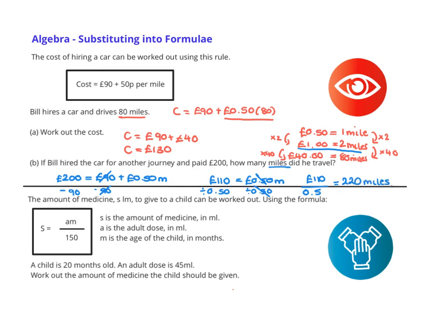Again, I'll just explain the reason for that. There are two 50p's that make up £1. So if for every whole pound in 110 I can fit two 50p's, it must mean that I've travelled double the amount of miles than I paid. So 220 miles is the answer in this case. Okay, so the question underneath is the one that I would like you to have a go at.